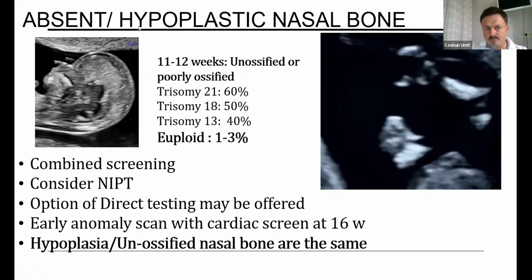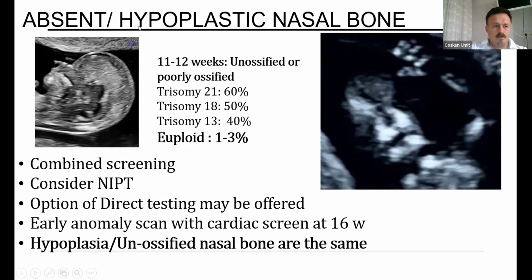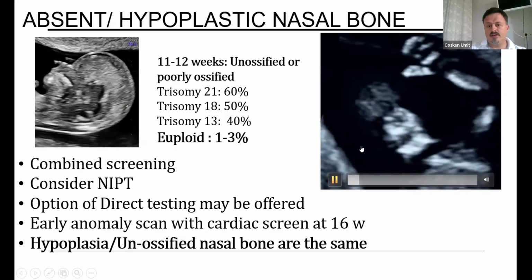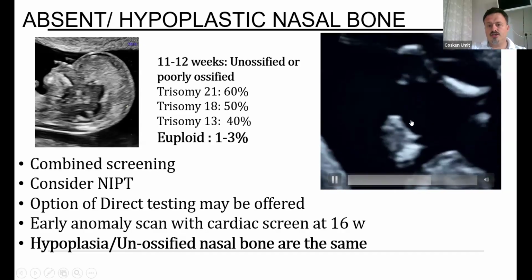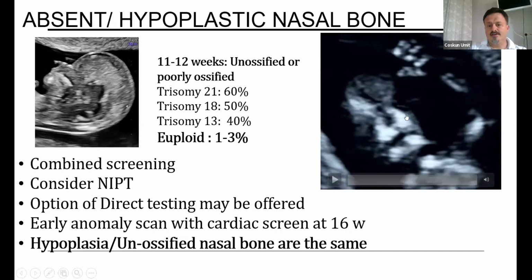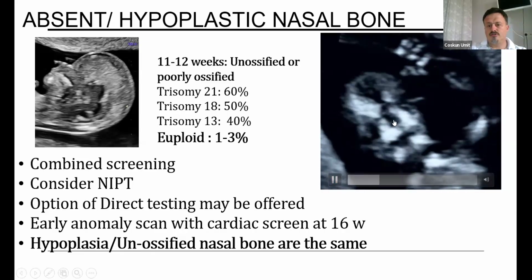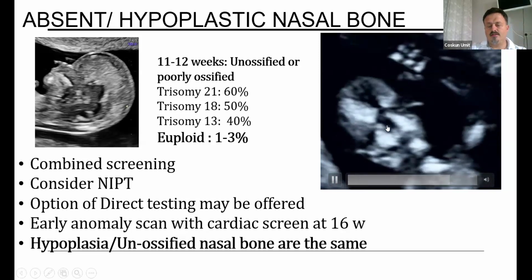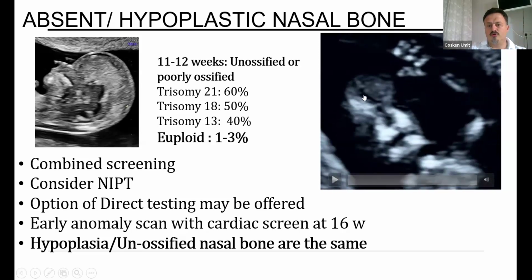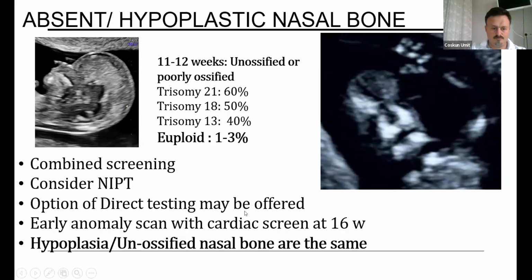This is the nasal bone. It is very important. Here is the nasal bone. If it is unossified or poorly ossified, it is a good marker for the aneuploidies. And you can do all of these options one by one. Here is a retronasal triangle plane from Chile, from Sepulveda, a very important one. You can check also cleft palate and the nasal bone in one plane. This is an example of absent nasal bone.